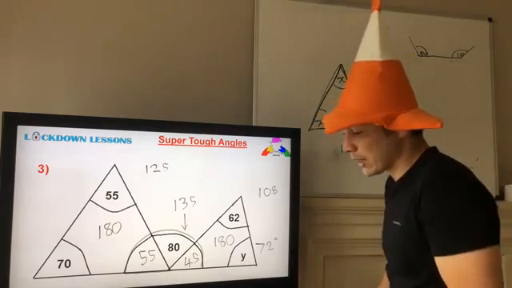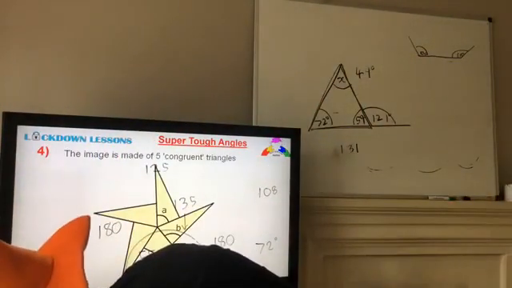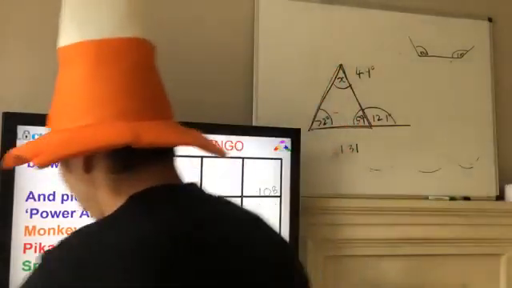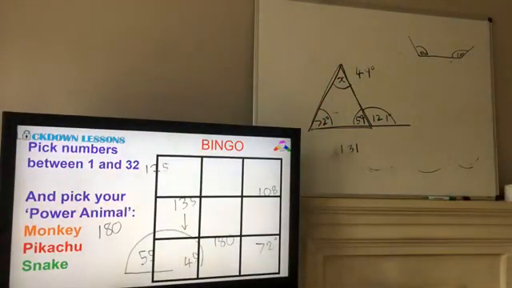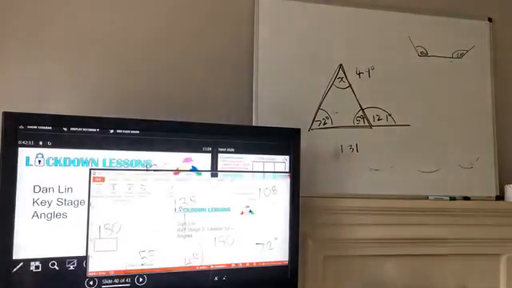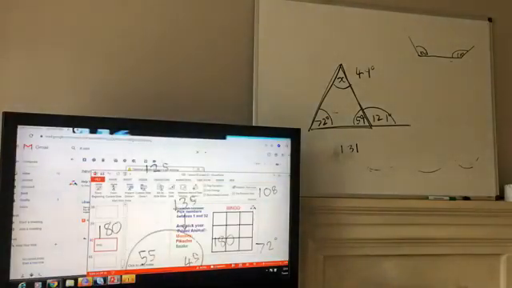Okay, right, we're going to play bingo to finish with very quickly. So, pick your animals. We're going to have tiger instead of Pikachu. So, pick your numbers. Pick your grid. 9 numbers between 1 and 32.